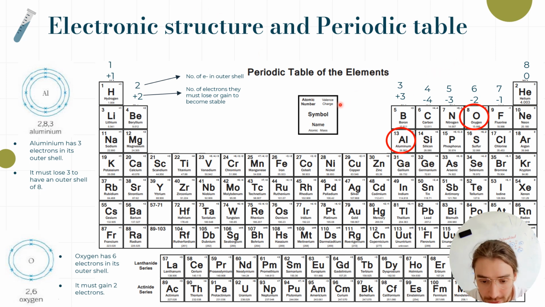If I tell you magnesium, what is magnesium going to need to get to 8 electrons? It's going to need to lose 2 electrons, so it's going to become a positive ion of +2, you see.